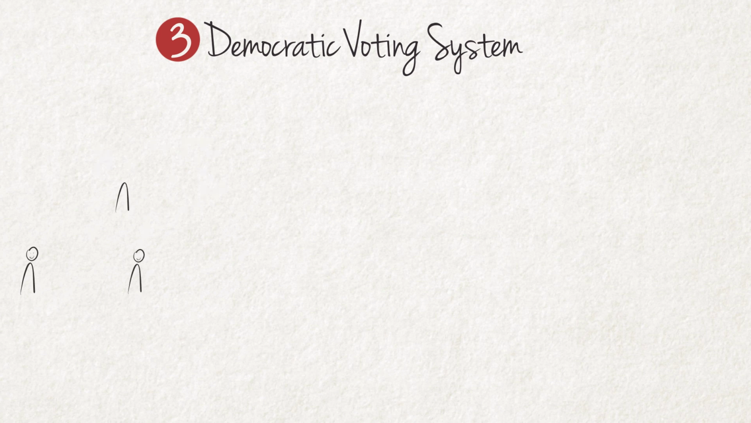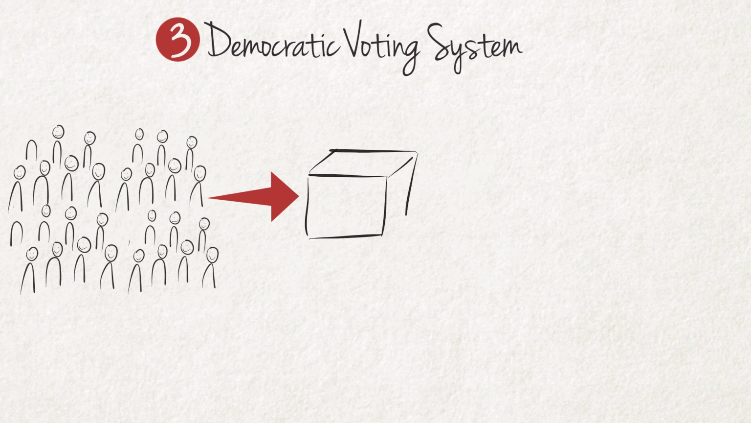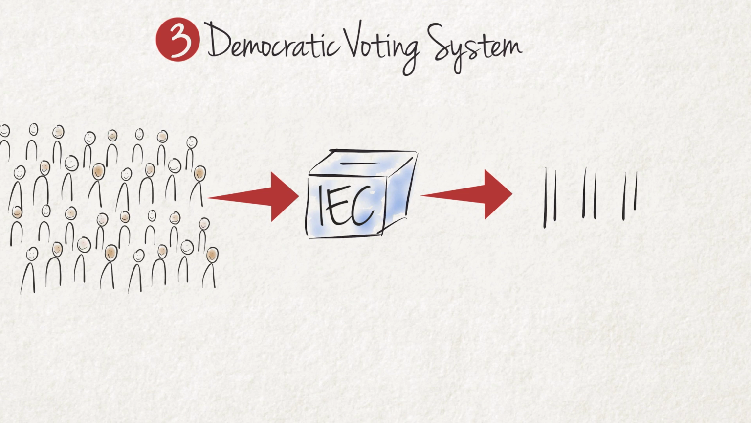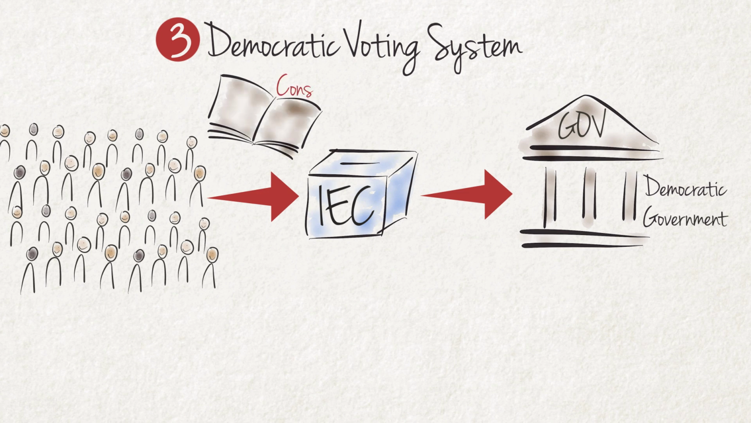The third key feature is a democratic voting system. In a representative democracy, we elect representatives to pass legislation and govern the country instead of having one person making all the decisions. This happens through regular elections in line with the country's constitution. Democratic voting systems are characterized by the following.